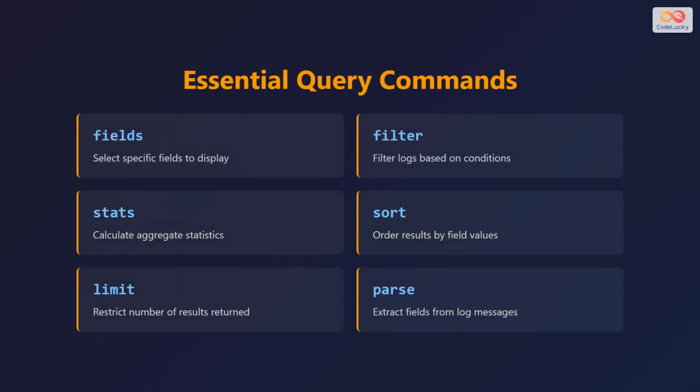There are 6 essential commands you need to know. The fields command selects specific fields to display in your results. The filter command filters logs based on conditions you specify. The stats command calculates aggregate statistics like averages and counts. The sort command orders your results by field values. The limit command restricts the number of results returned. And the parse command extracts fields from unstructured log messages. These commands form the foundation of all your queries.